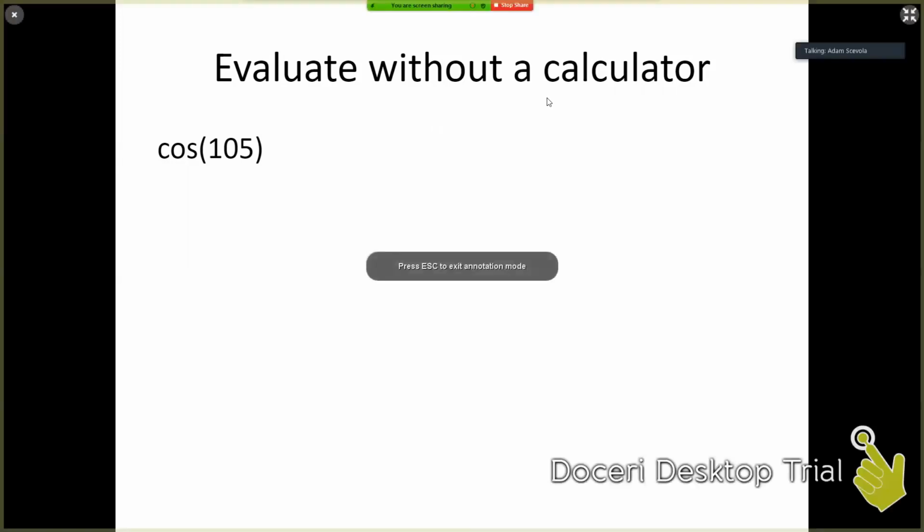All right, so again, you could do this with the sum and difference formula, but we're going to use the half angle formula.